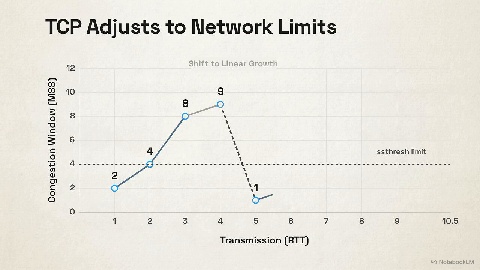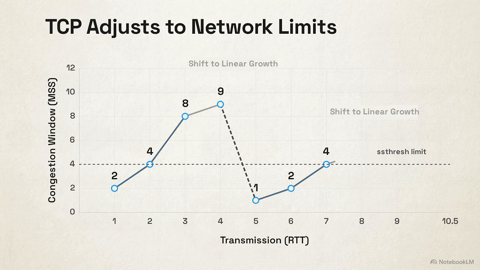Then the transmission rate is reset. The congestion window drops all the way down to 1. By reducing output to a single segment, the algorithm immediately relieves pressure on the network. This demonstrates how TCP prioritizes the stability of the shared network over individual speed.